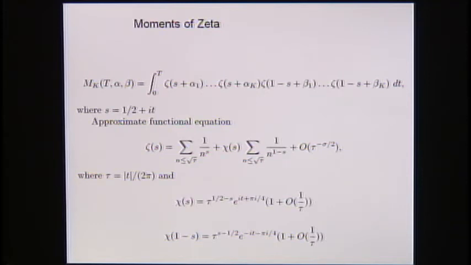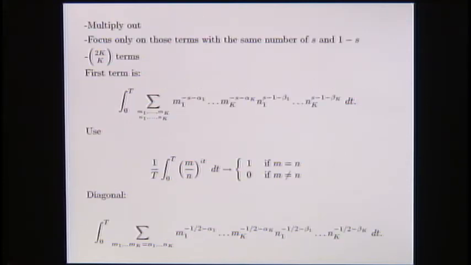So we have the approximate functional equation for zeta like this, a sum over n up to square root of t, 1 over n to the s plus chi of s times that. And chi is a quotient of gamma factors that basically behaves like this. And now, here's what we're going to do. This is the 2kth moment of zeta if all of these shifts are 0. s is half plus it. So we put this approximate functional equation in for every single one of these terms. Forget the error term. And multiply it out.